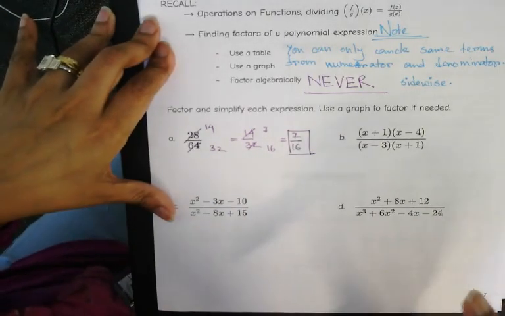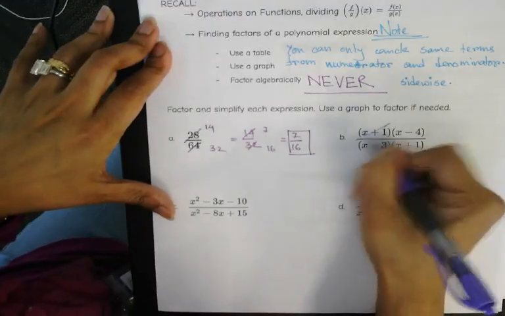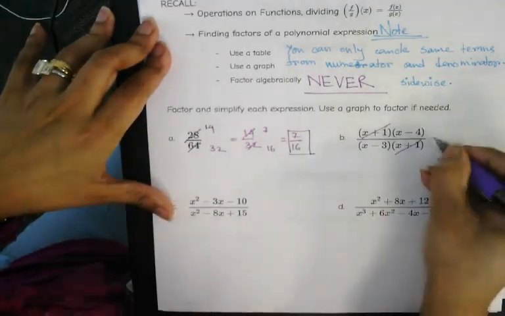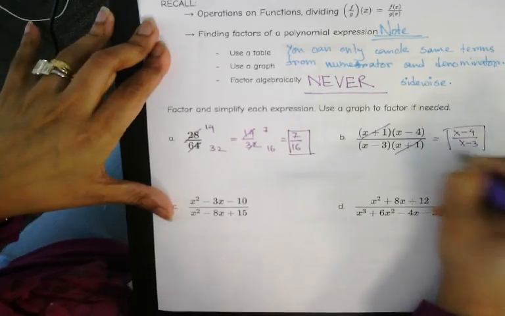Perfect. Let's look at B. Anything matches on the numerator and denominator? X plus 1, so we're going to cancel it out. That's it. X minus 4 over X minus 3, that's my answer.